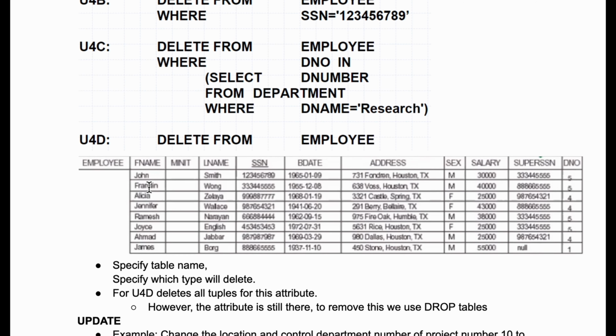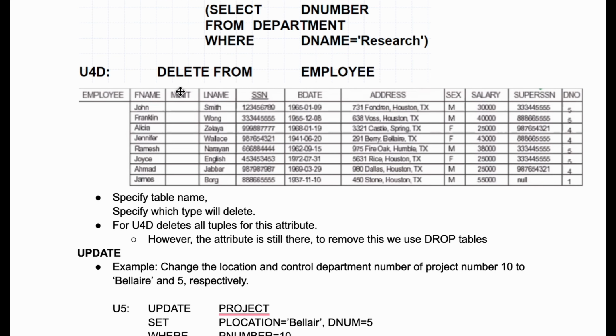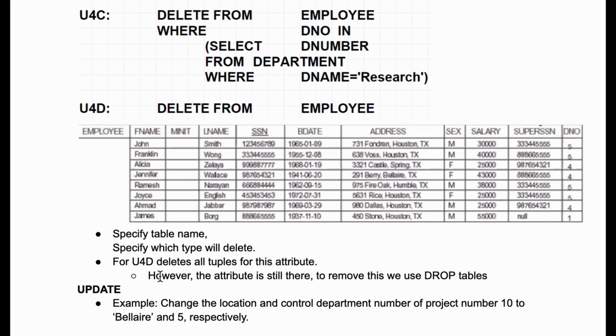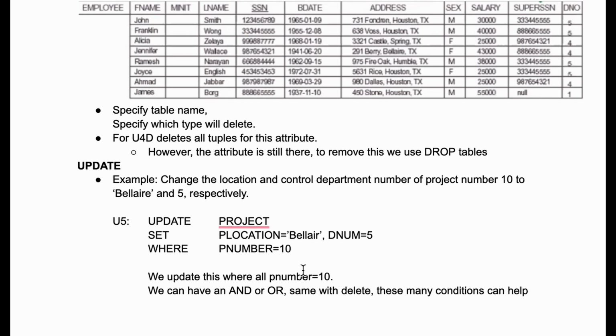So we want to specify the table name, specify which type will be deleted. For the U4D, it's going to delete all tuples for this attribute. And again, if the attribute is still there, we want to remove this with our drop tables.